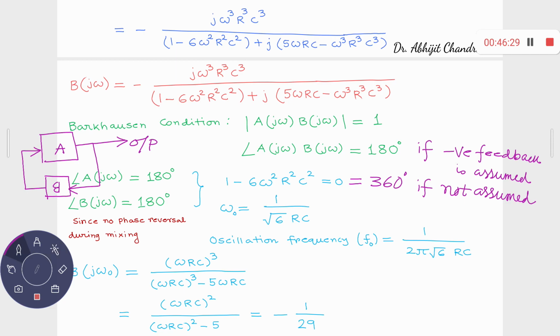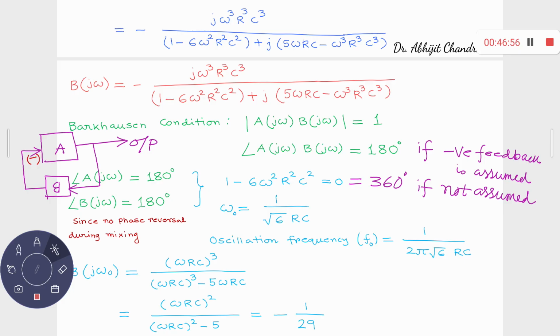Now whenever I assume that there is a negative, I mean this input is applied in such a way that it is added in the negative phase, opposite phase. In that case, what do you expect? In the expression, you have A by 1 plus AB, so AB should be minus 1, so that the Barkhausen condition holds good.